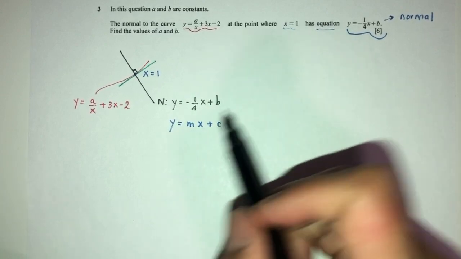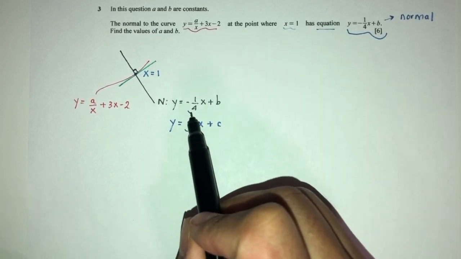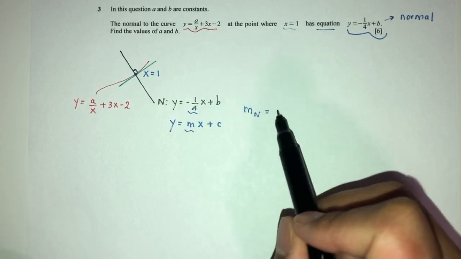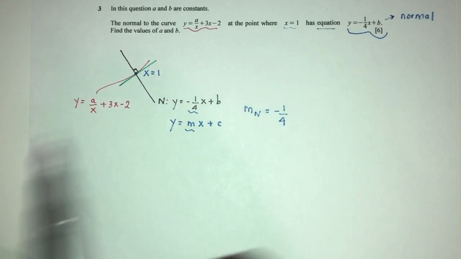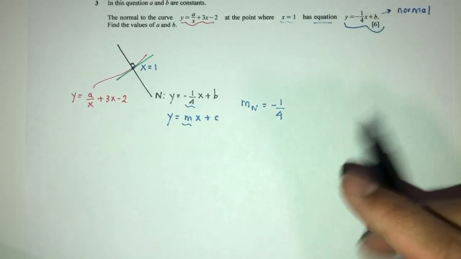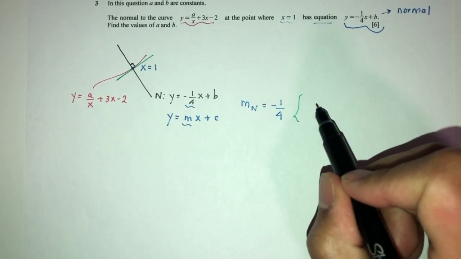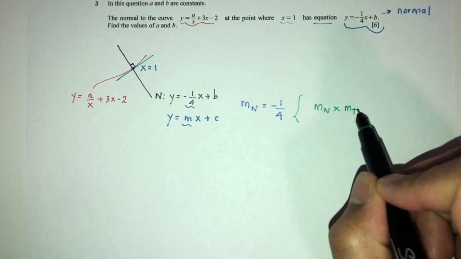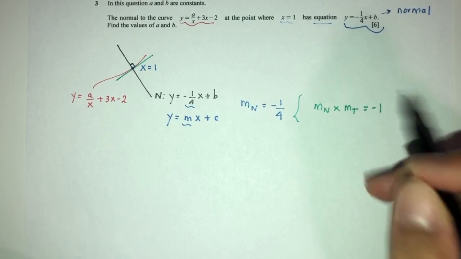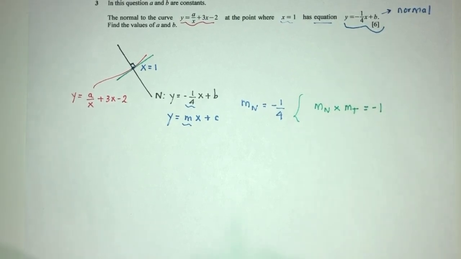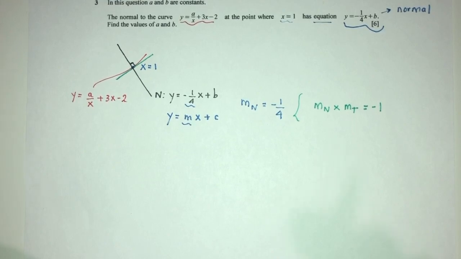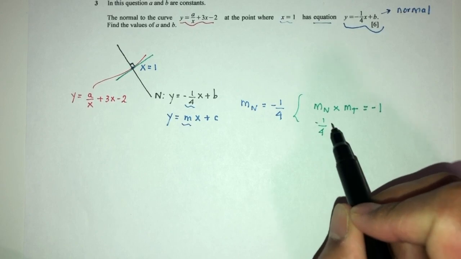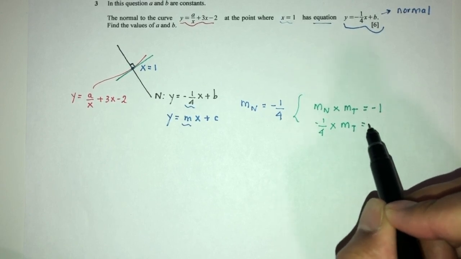By comparison, you can see the gradient of the normal is this one. So the gradient of the normal has been found to be minus 1 over 4. And what do we know? We should know this by now, that the gradient of the normal times the gradient of the tangent have to give you minus 1. So this is something we have been dealing with for a long time. We have to know these relationships in these kinds of questions.